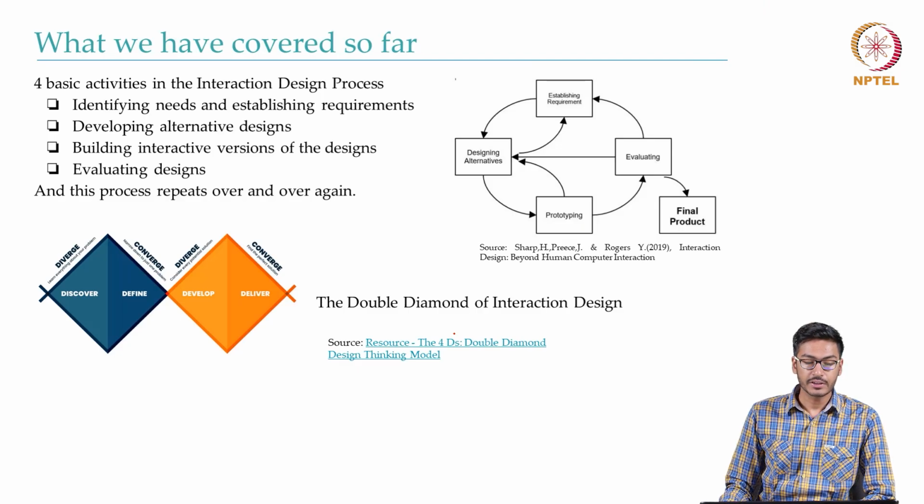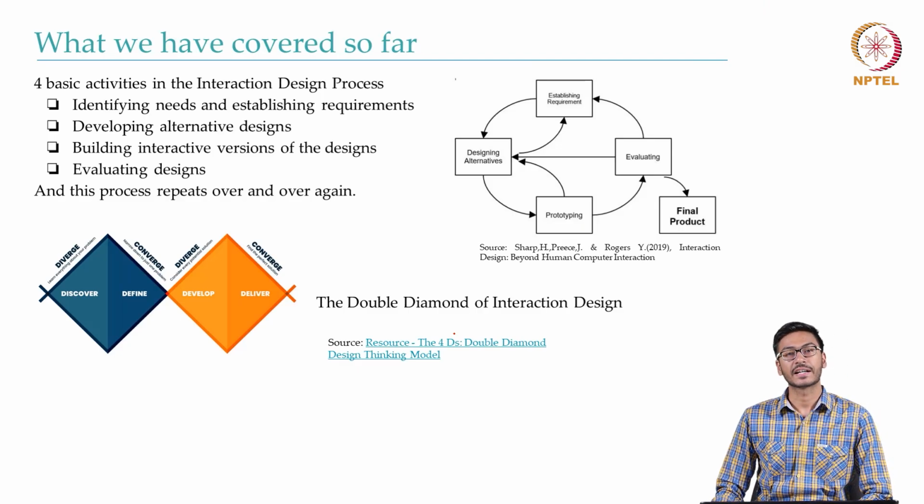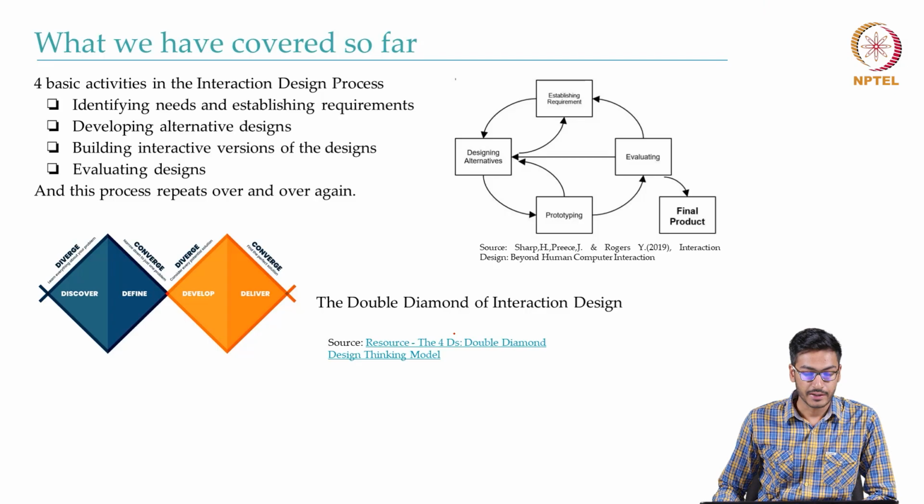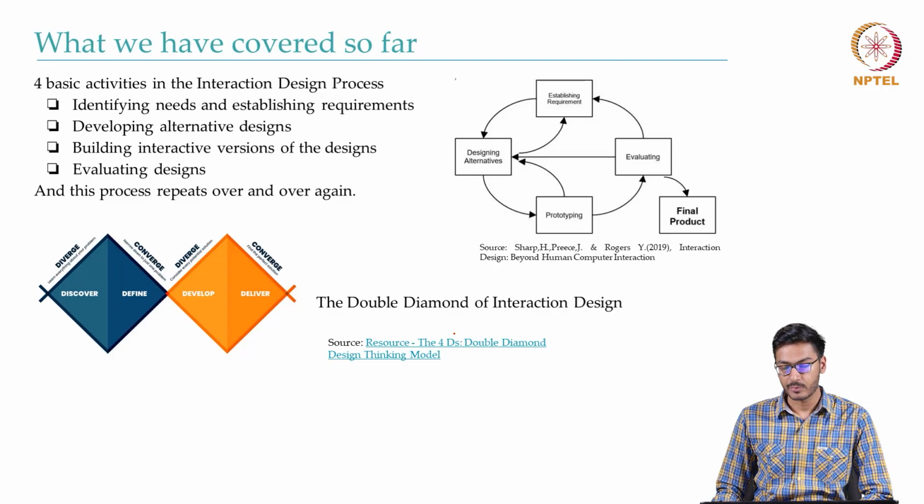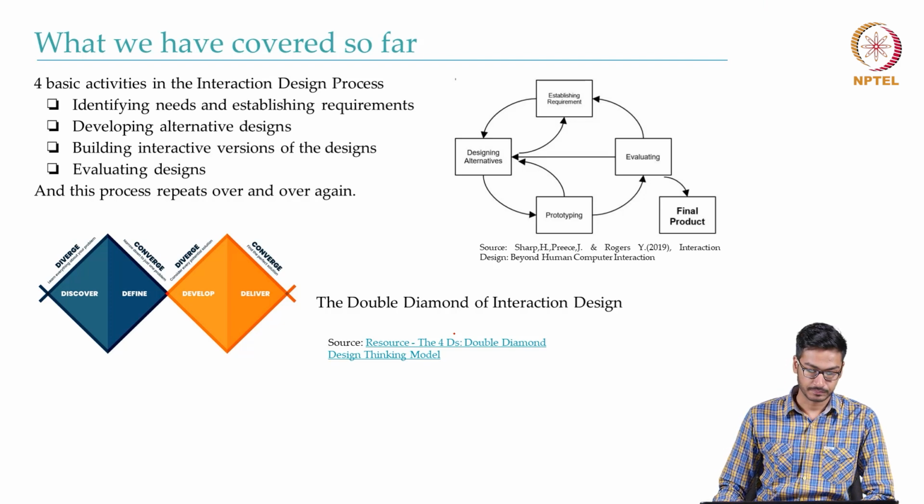Next, we looked at the four basic activities in the interaction design process, which were establishing requirements, designing alternatives, prototyping, and evaluating. The process iterates further and further until we achieve a good enough product.